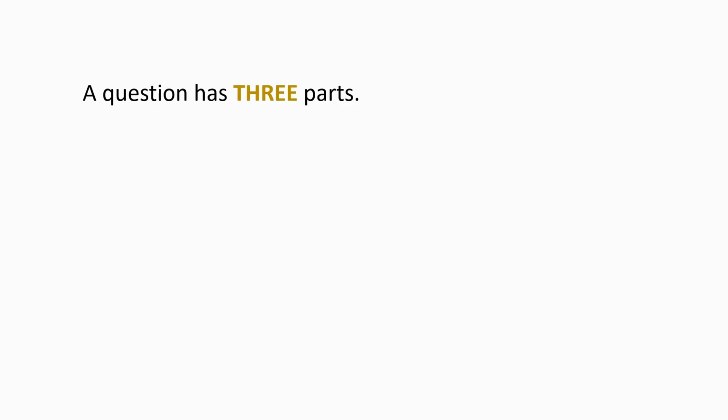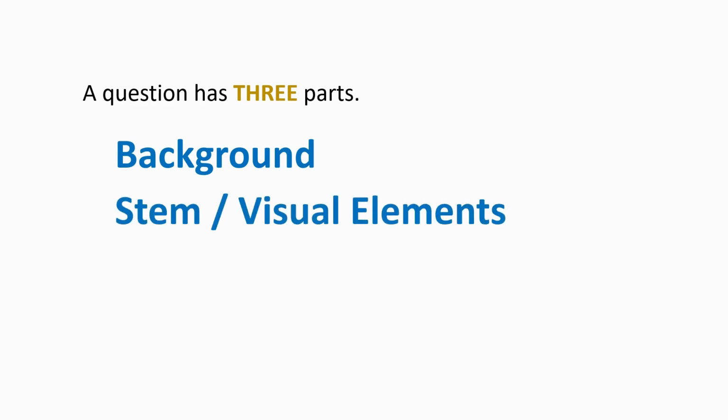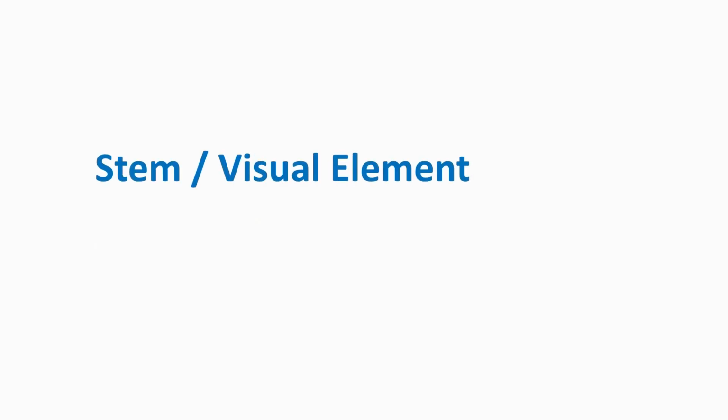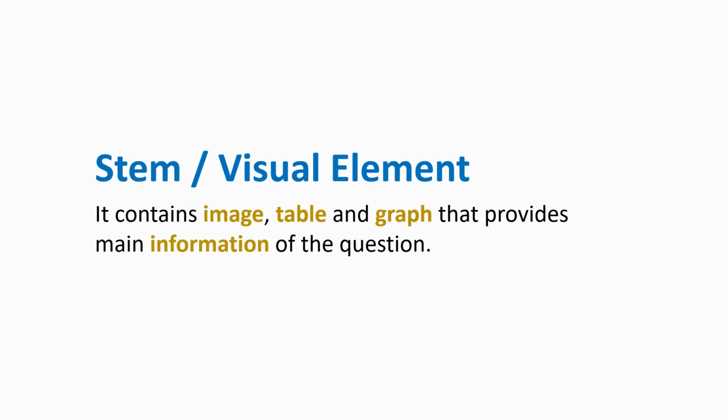First, we must know the parts of the question that usually provide some information: the background of the question, the stem of visual elements, and the body. The background usually defines the situation or the context of the question, or sometimes it links the background with the visual elements. A stem of visual element usually contains some image, table or graph that will provide a huge amount of information which will be used to answer a question.